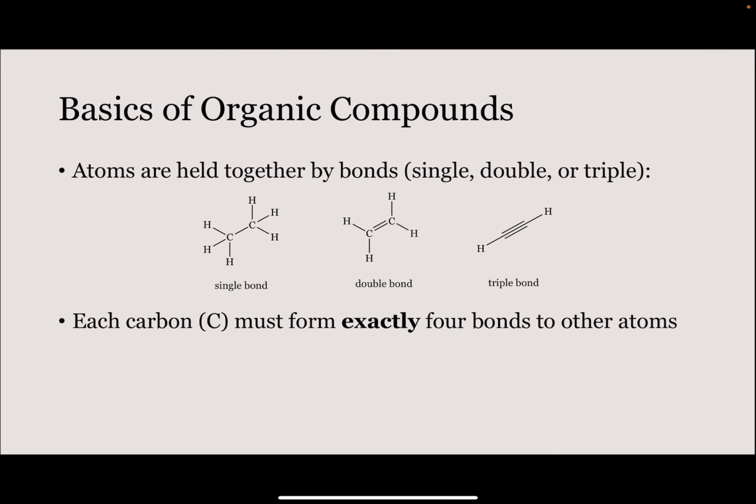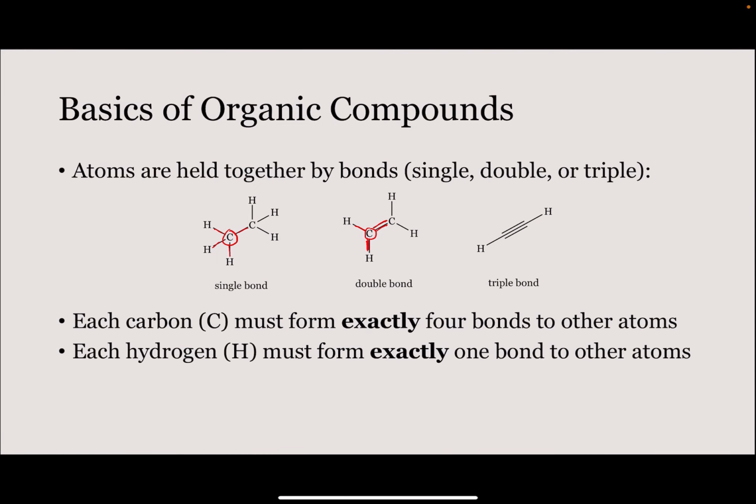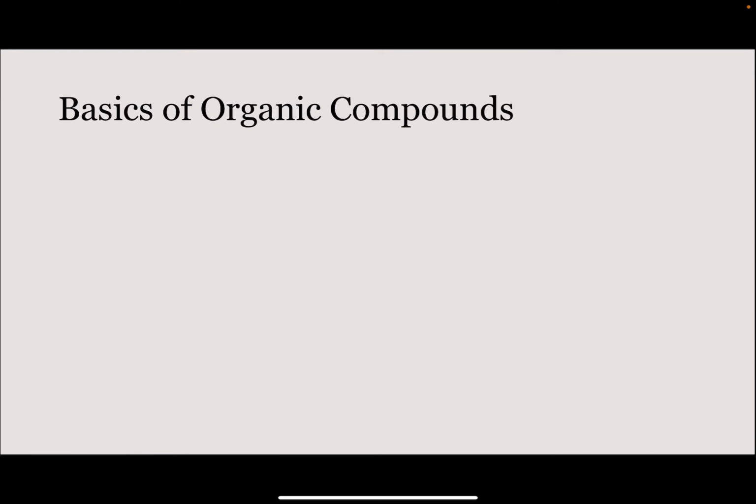Each carbon, by rule, must form exactly 4 bonds to other atoms. We can see here, this carbon, for example, has formed 1, 2, 3, 4 bonds to different hydrogens, and that's a rule. This carbon over here has formed 1, 2, 3, 4 bonds to other atoms around there. Each hydrogen must form exactly 1 bond to other atoms. So this hydrogen here is forming 1 bond to another atom, and those are the rules for bonding.